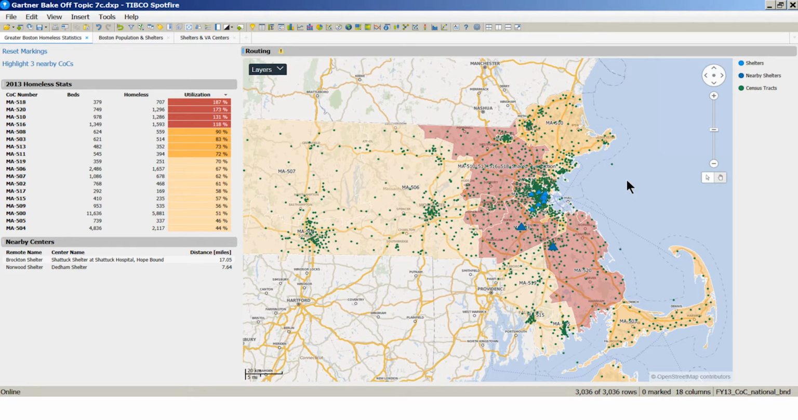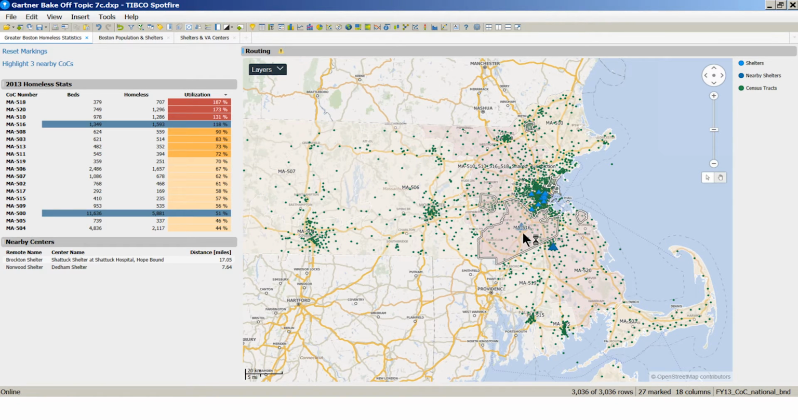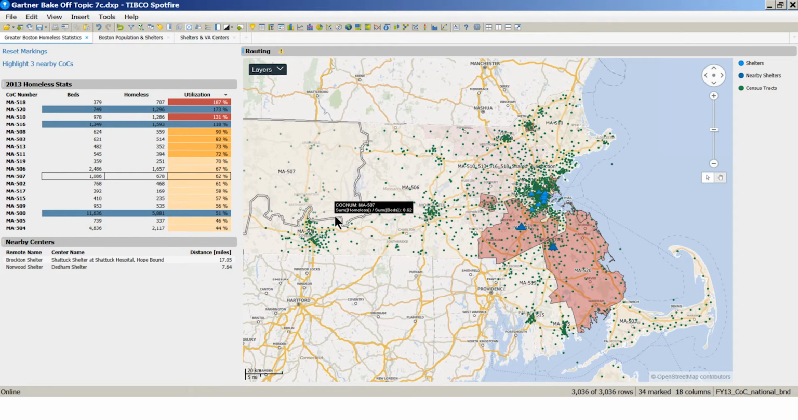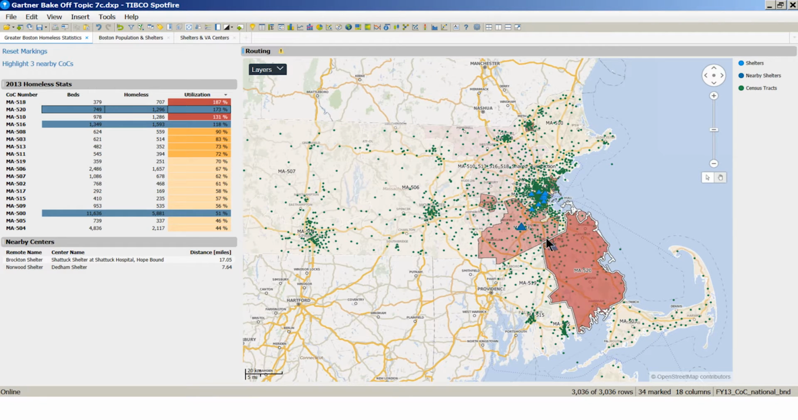Let's highlight a few neighboring areas by the coast. I'll select Boston and two areas to the south. If we now look at the cross tab, we see that Boston, which is MA 500, has more than enough beds for their homeless, while the two neighboring areas have a very high bed utilization rate.